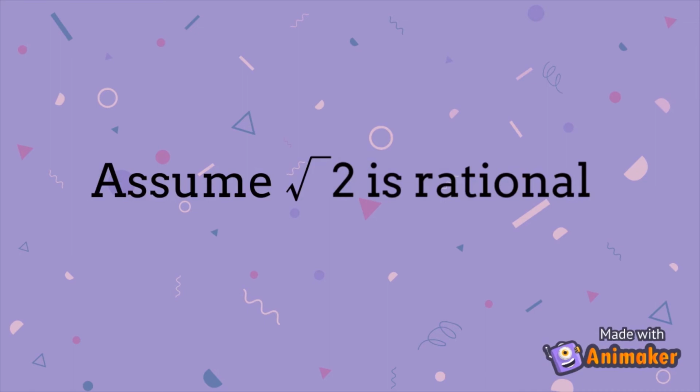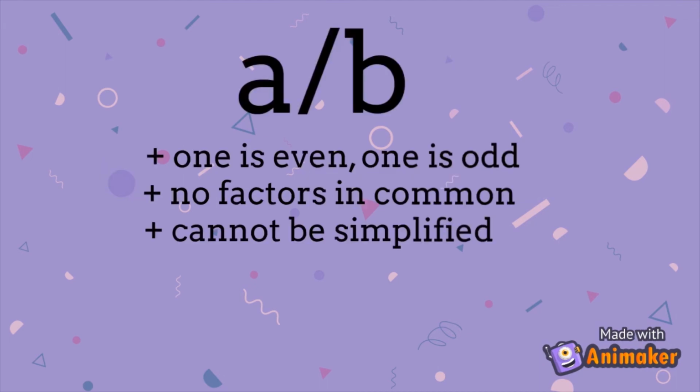To start our proof, we have to assume the opposite of what is true. We have to assume that the square root of 2 is a rational number. And because the square root of 2 is a rational number, there is a fraction of the variable a over the variable b that is equal to the square root. A and b represent an even and odd number. It does not matter which is which, just that there is an even and an odd, so that they have no factors in common and cannot be simplified.